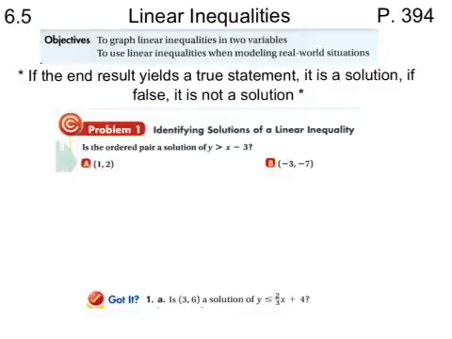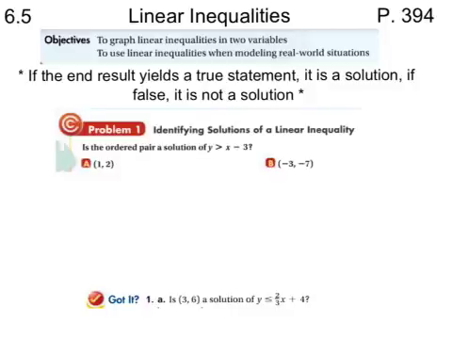This is 6.5 Linear Inequalities, page 394 in the text. The objective is to graph linear inequalities in two variables and to use linear inequalities when modeling real-world situations. For problem 1, we're going to identify solutions of a linear inequality.